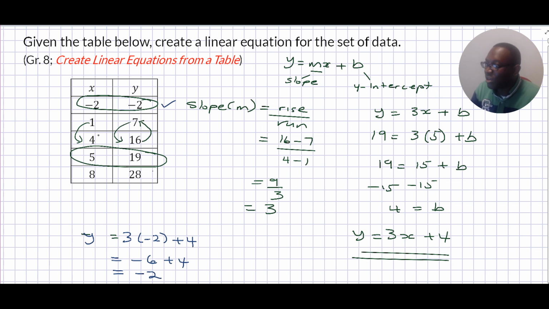If you're not sure of your answer, you can try several points. And when you can create this pair of points, then you should be fine. That should give you an indication that you have the right answer.